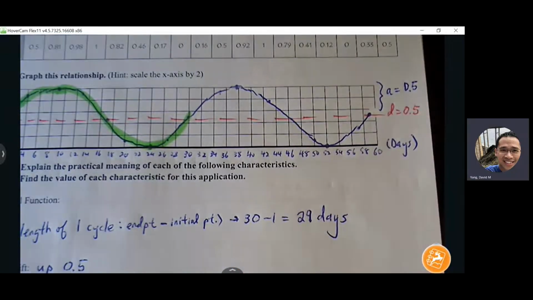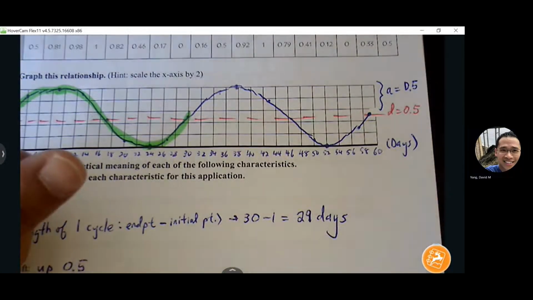It's just a coincidence that they're the same number, right? But we're definitely defining them differently, right? D is the actual middle of our graph, and A is that distance from the middle to the peak. Amplitude.